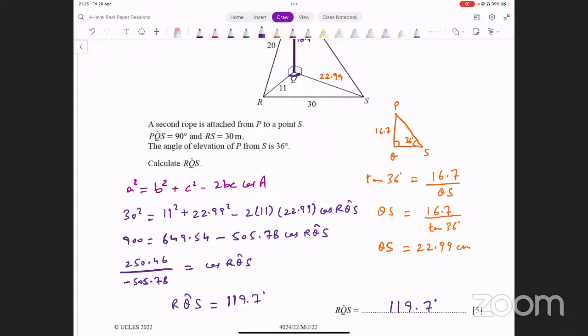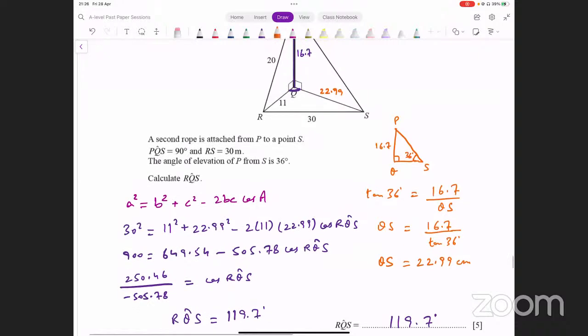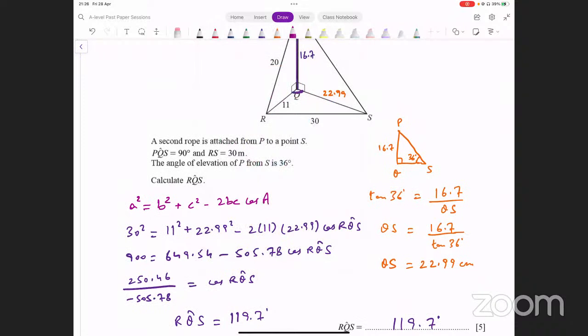Okay, now it might be easier if you use the angle value form directly, if you remember that. That would look like this. Cos of A equals B square plus C square minus A square divided by 2BC. You could also use that.